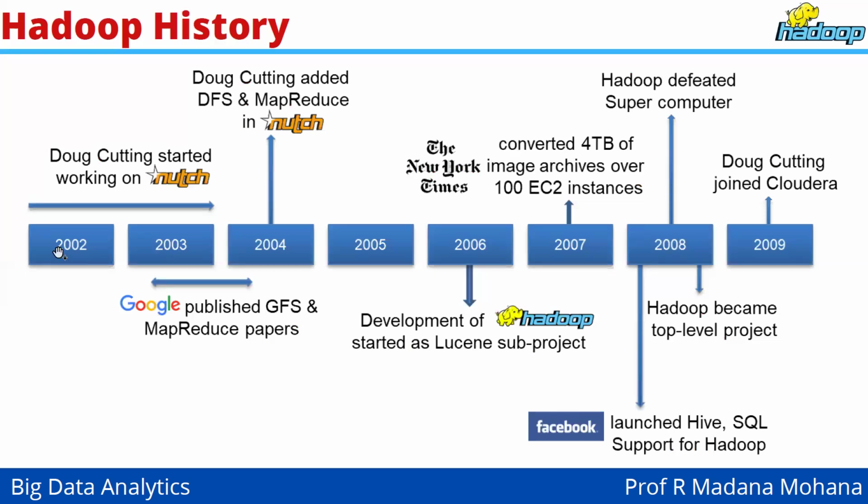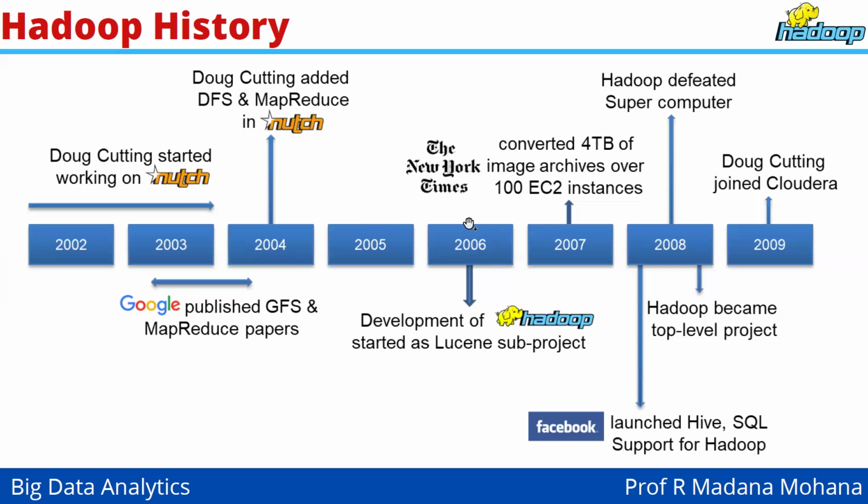If you look at the history from 2002 to 2009: first, in 2002, Doug Cutting started working on the Nutch project. Then in 2003 to 2004, Google published the GFS and MapReduce papers. Then in 2004, Doug Cutting added a distributed file system and MapReduce to the Nutch project. Then in 2005, there was no improvement. Then coming to 2006, development of Hadoop started as a Lucene sub-project.